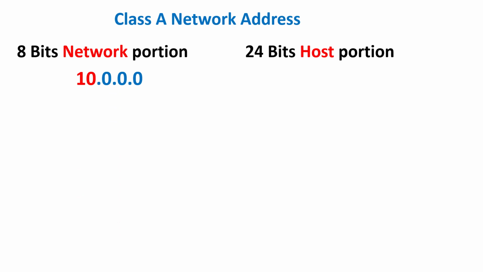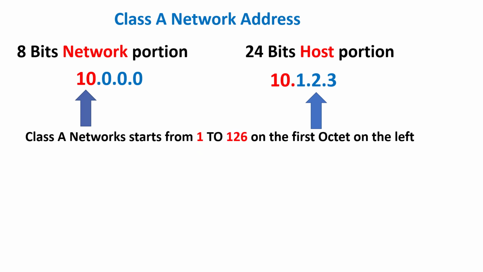For example, with this IP address, this is the network portion when you see it, and you can tell this is a Class A. This is a host in the same network of 10.1.2.3. The network portion here is 10.0.0.0, and this side is the host portion of 10.1.2.3. A Class A network starts from 1 to 126 on the first octet on the left.